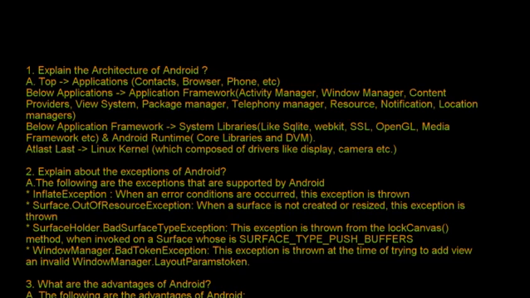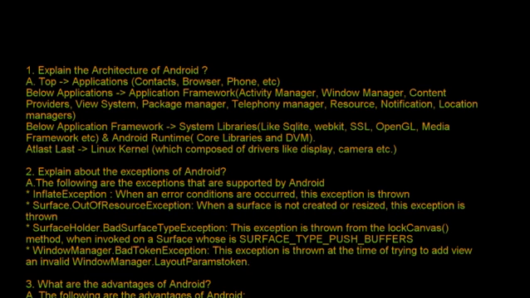Architecture of Android. At the top are applications: contacts, browser, phone, etc. Below applications is the application framework: activity manager, window manager, content providers, view system, package manager, telephony manager, resource manager, notification manager, location manager. Below the application framework are system libraries like SQLite, WebKit, SSL, OpenGL, Media Framework, etc., and Android Runtime with core libraries and DVM. At last is the Linux kernel, which is composed of drivers like display, camera, etc.